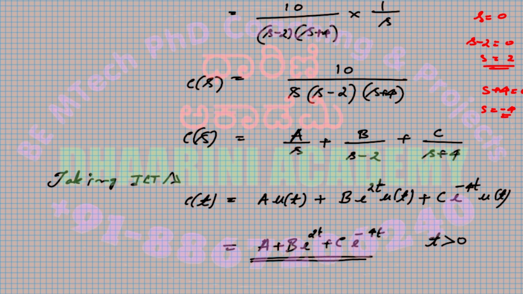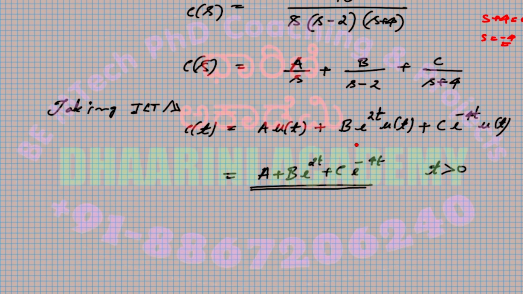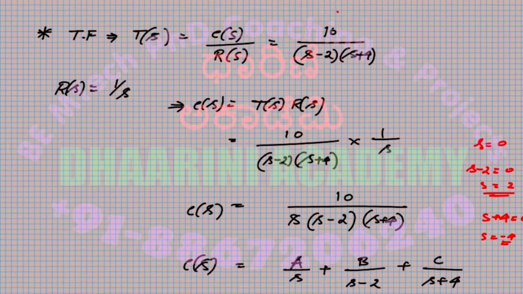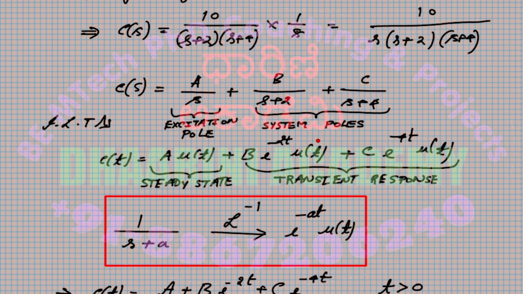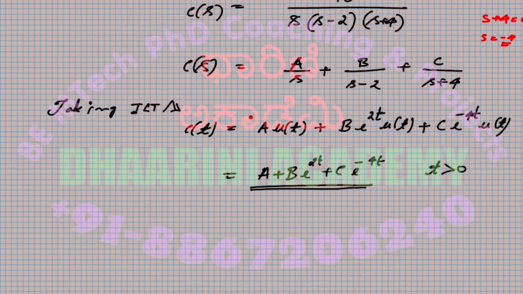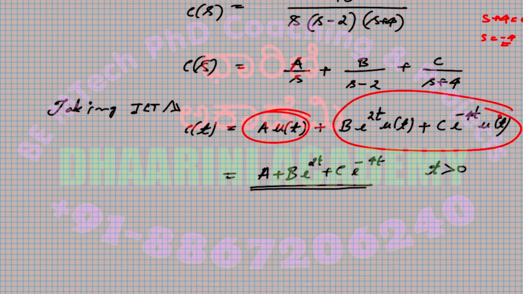Corresponding to them, the output that comes because of the system poles, what do you call it? I'll show you. You see here, because of the system poles you have a transient response, and because of the excitation pole you get a steady state. So this is the steady state, and this is the transient.